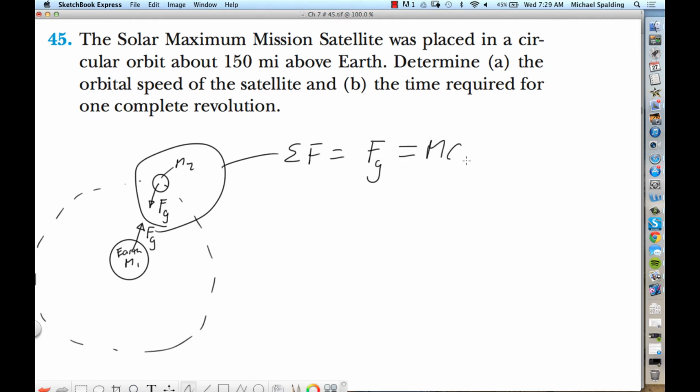What is the sum of the forces always equal? MA. This A is a what? Centripetal, because it's in a circular path, right? So you go, okay, centripetal acceleration is v squared over r. Bam, plug that in there.